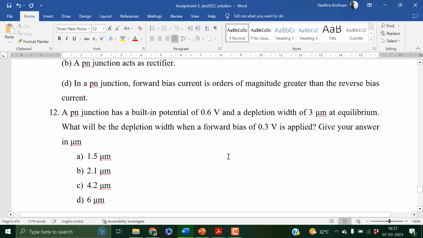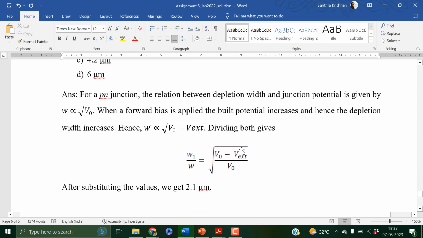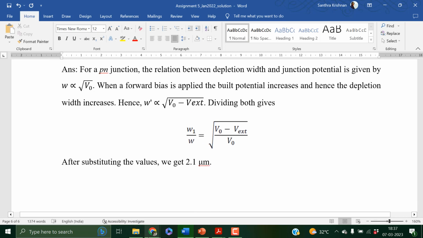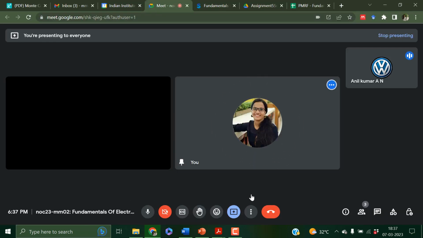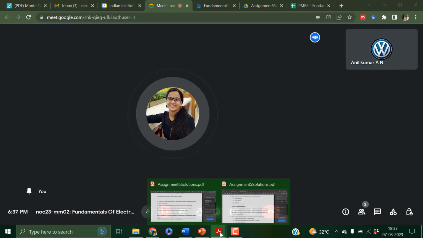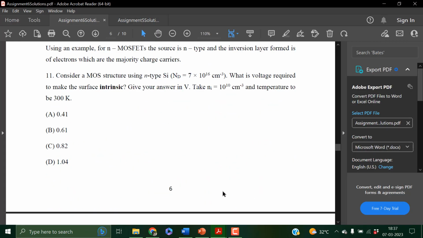Can you tell me the equation once? In case of forward bias, I have W equal to W naught times the square root of (V naught minus V external) divided by V naught. Straight away, the answer comes to 2.1. Whatever is there in week 5, it is clear to you, right? Yes, ma'am. So now you can tell me your doubts with assignment 6, and we can try solving that.